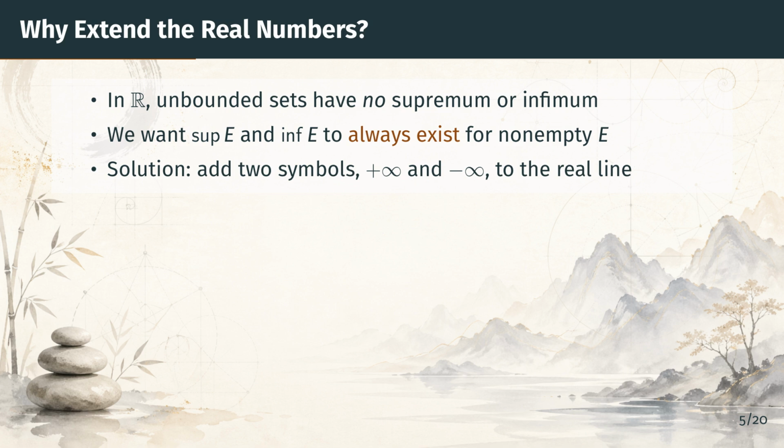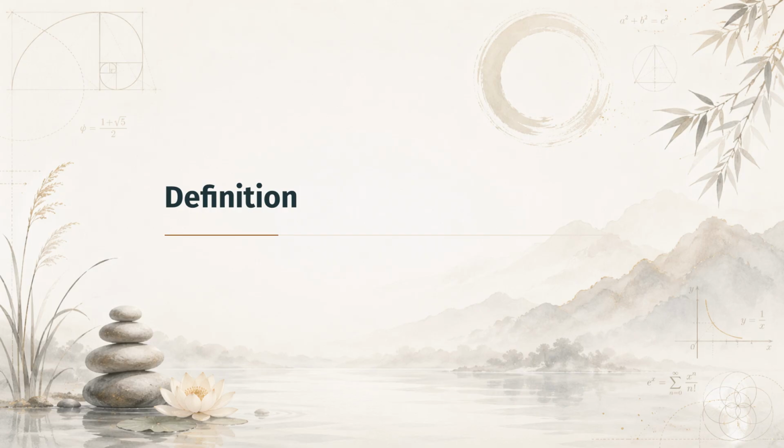The solution is elegant and simple. We adjoin two new symbols, plus infinity and minus infinity, to the real line. These are not real numbers and do not obey all the field axioms, but they give us a convenient extended system. Let's see the formal definition.